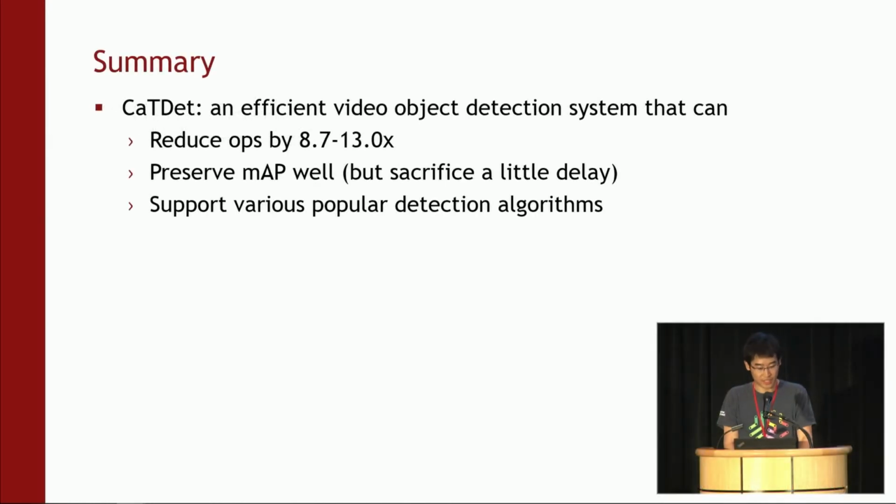In summary, CaTDet is an efficient video object detection system that can reduce the number of operations by about 10 times and preserve mAP well, but meanwhile sacrifices a little delay. And it can support various popular detection algorithms.